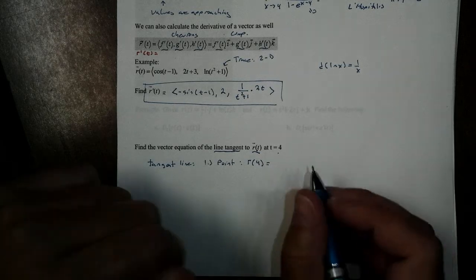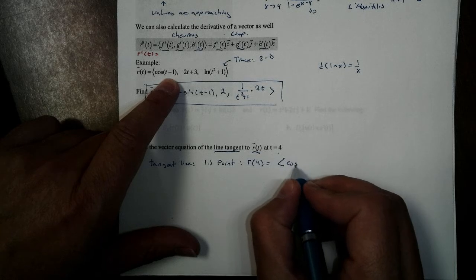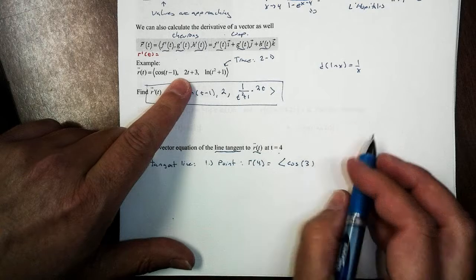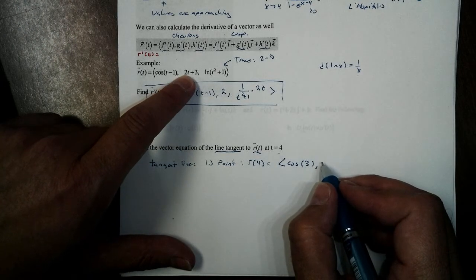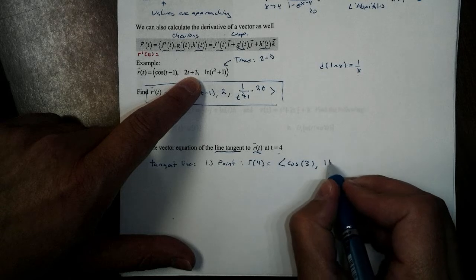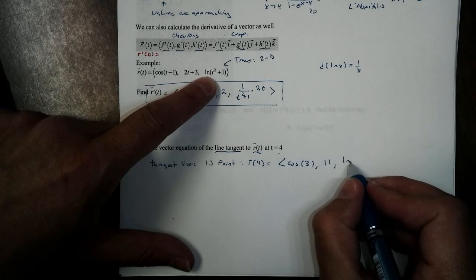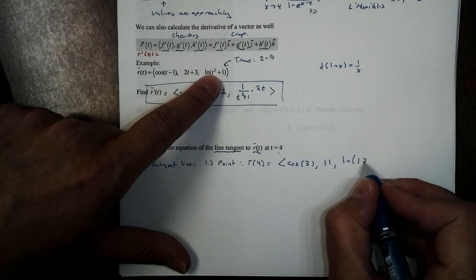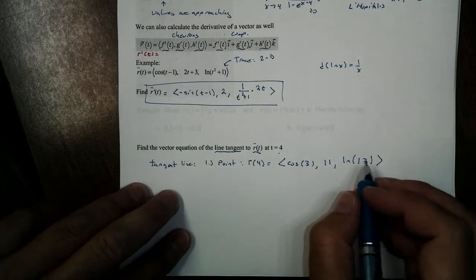I'm going to plug it into the original. So this becomes the cosine of 3, because 4 minus 1, comma, this becomes 8 plus 3, which is 11, because 4 times 2 is 8, plus 3 is 11. And then we get the natural log of, again, 16 plus 1, or 17. And there is our point.